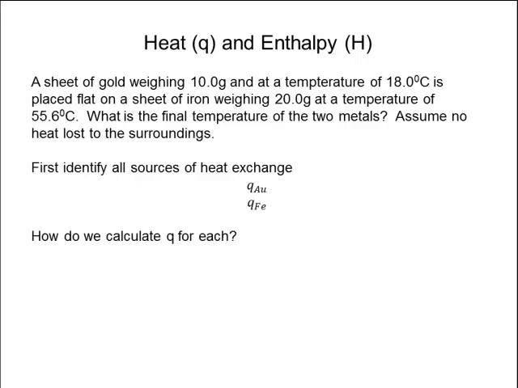So now let's look at these Qs. How would we calculate Q for each one of these? Well, we're dealing with elements, so we'd use the ms delta T. So Q of the gold would be equal to mass of the gold times specific heat of the gold times change in temperature of the gold. We'd also have that for the iron. Okay, so we've identified all the sources of heat exchange. We've looked at how we can calculate them.